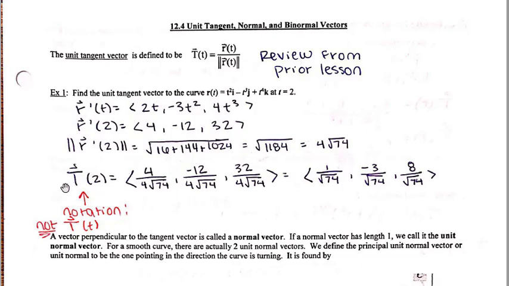Notice one other thing here. This is T of 2, not T at any time t. And that's important because later we're going to be asking to find the formula for T of t so that we can use it to find the normal vector. So this is the unit tangent vector at a specific time, 2, for this function.